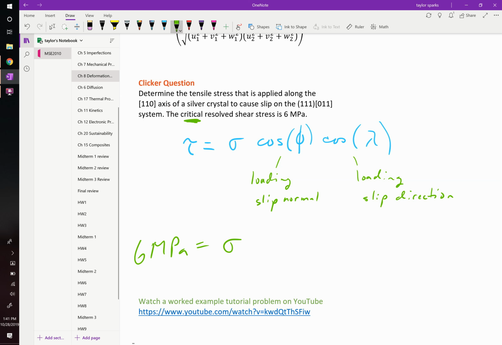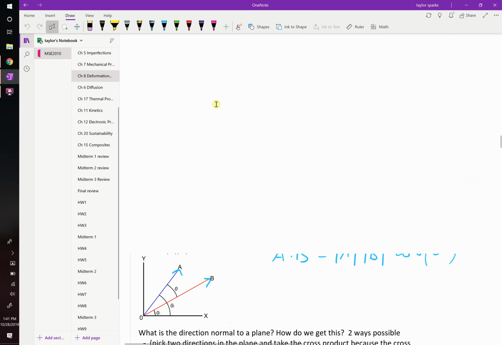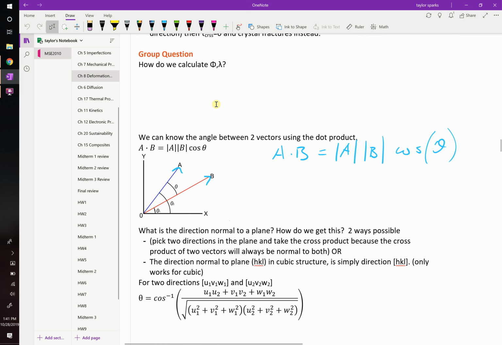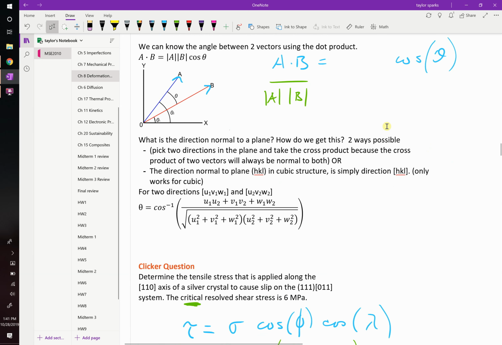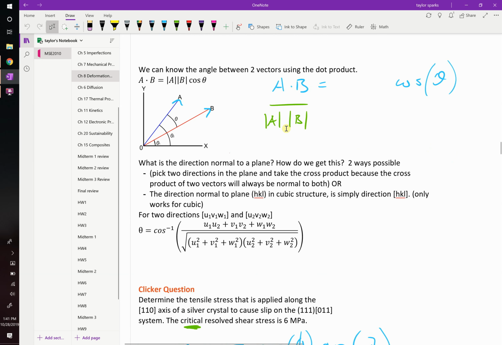We want to know the stress that you apply normally in order to get it to slip along those specific directions. So we want the cosine of phi. If we bring these things over and divide, we don't ever actually have to take the inverse cosine, because all we're looking for is the cosine of the angle. That's what the formula calls for. So all we have to do is the dot product divided by the lengths. We don't have to solve for the angle, because what we need is the cosine of the angle.